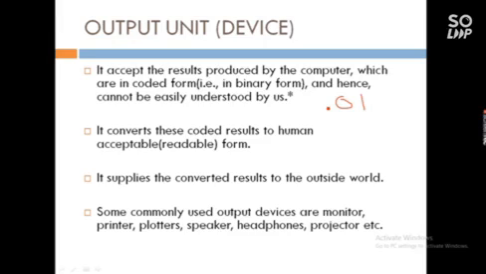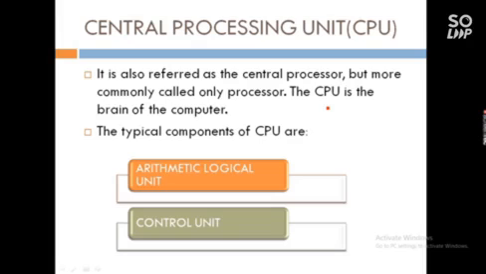Some of the commonly used output devices are monitor, printer, plotter, speaker, headphones and projector. Now let's talk about printers. We have 2 types of printers, non-impact and impact printers. Clear to all?